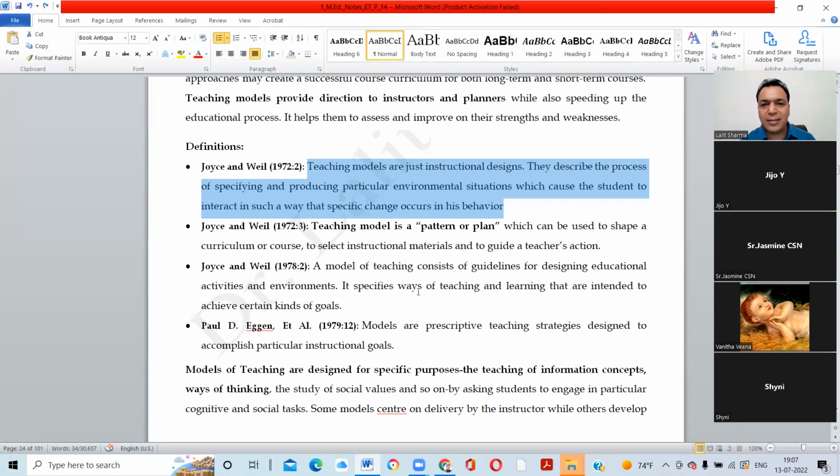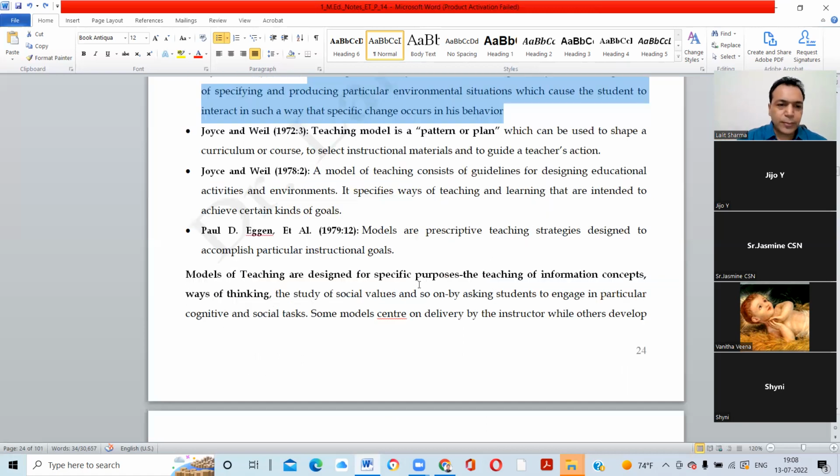As Joyce and Weil have said, teaching models are just instructional design. They describe the process of specifying and producing a particular environment situation which causes the student to interact in such a way that a specific change occurs in his behavior. Right, guys?